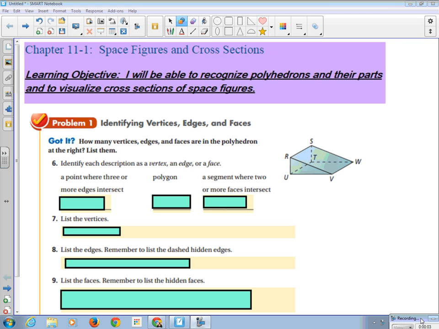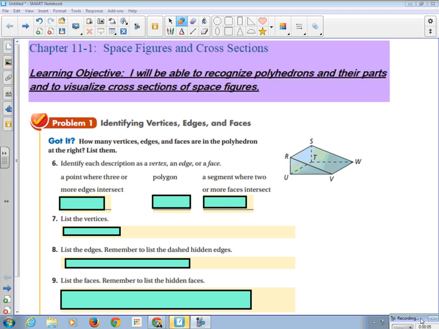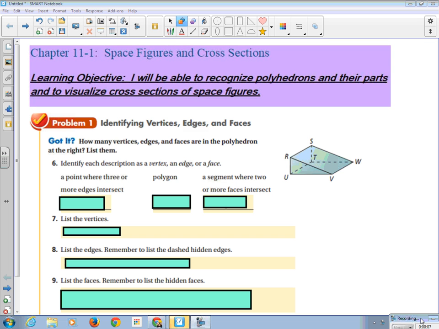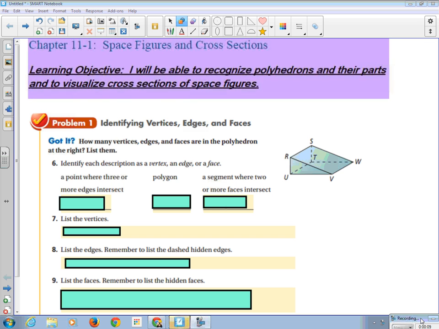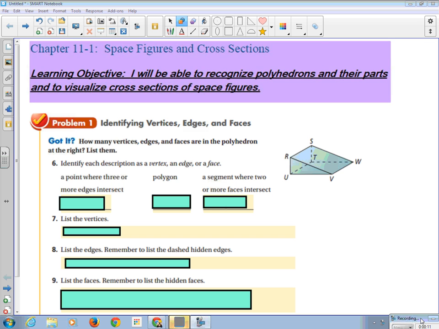Right, so this is chapter 11, section 1, spaces, figures, and cross sections. I do want you to put your learning objective down. At the end of this section, you'll be able to recognize polyhedrons and their parts and to visualize cross sections of space figures.